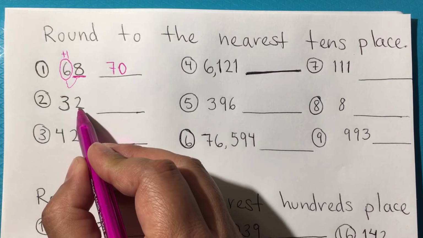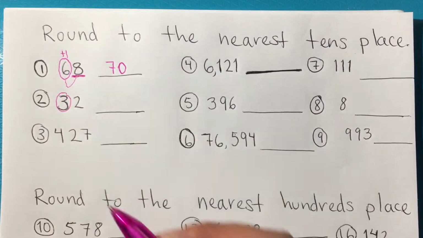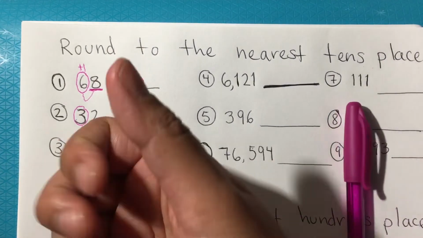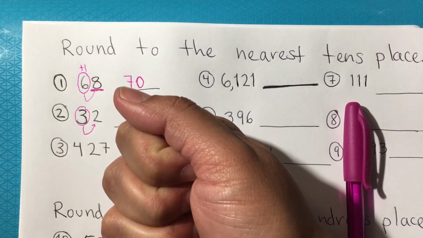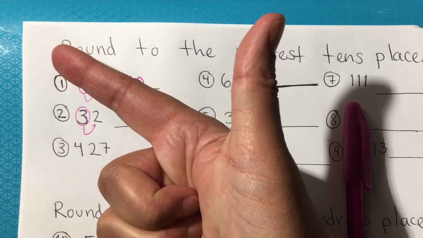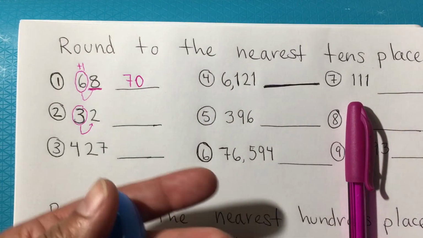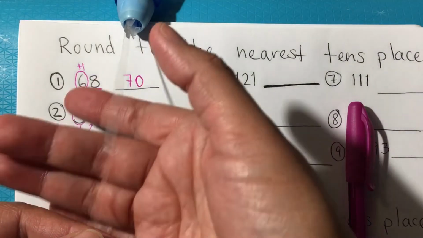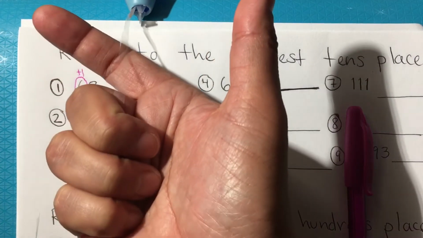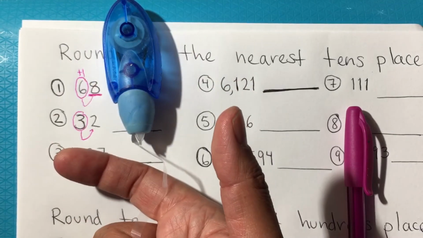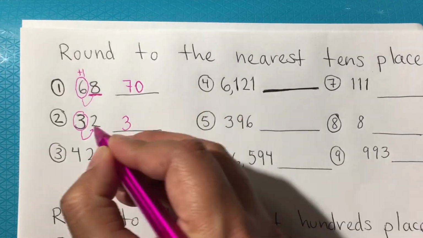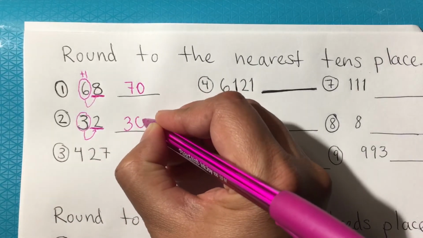For the next one, ones, tens, we circle the 3. Again, we look at that and say the balloon is right there at 3. Open 2 fingers, 1, 2. Oh, the string will still be there. Let's say that this is my balloon. It's not, but you're still holding, so it won't go away because you only opened 2 fingers. Okay, it stayed at 3. So the 3 stays, and anything to the right becomes a 0.